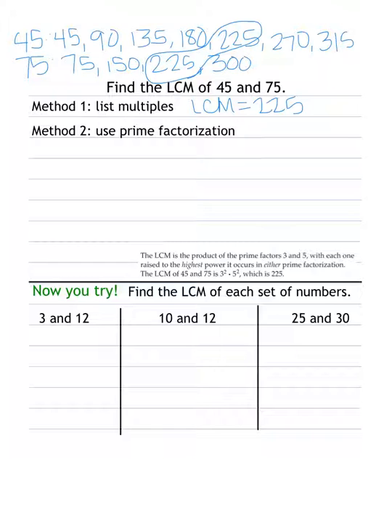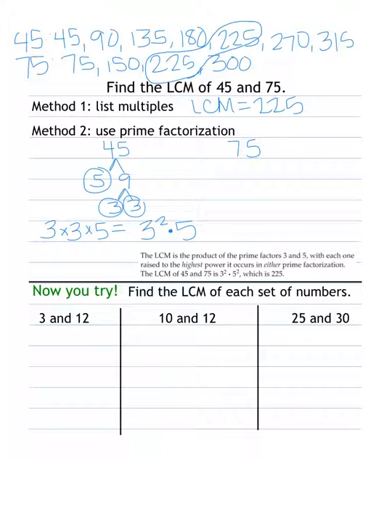If I'm going to use prime factorization, so 45 and 75, so 5 and 9, 5 is prime, and then 3 and 3. So we have 3 times 3 times 5. This time I am going to use my exponents. I'm going to rewrite it. 3 squared times 5. And then I have 75, which is 5 and 15. And then 3 and 5.